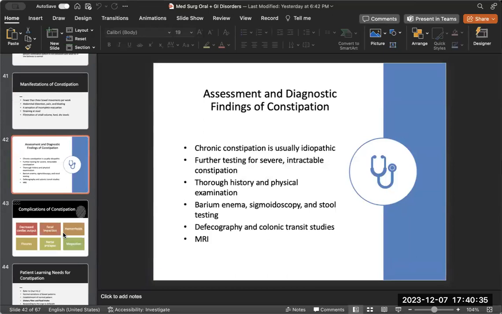So, assessment findings, right? Chronic constipation, it's idiopathic, meaning we don't really know why it happens. We need to go for testing to understand why they're having that severe constipation, but we need to get a good physical and history so that we can understand what might be the cause of their constipation, right? Is it their diet, right? Is it not enough exercise? Things like that. We can give them a barium enema to help them go to the bathroom. We could do a sigmoidoscopy where we can look at the sigmoid to see what's going on, and stool testing to let us know if there's anything going on, okay?